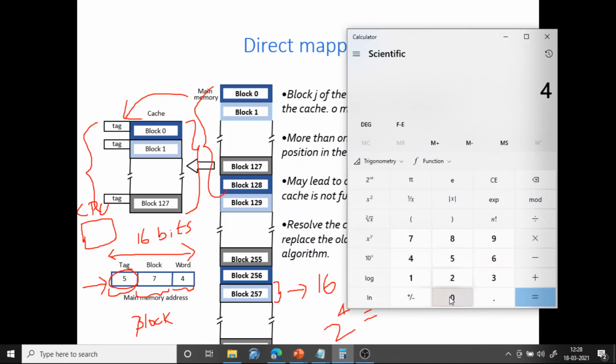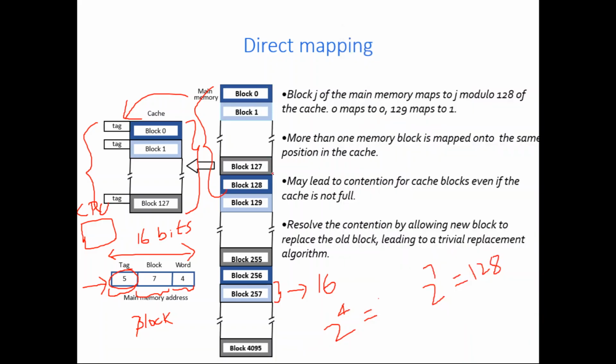Totally how many blocks are there in the main memory? 4096 blocks, and the cache can accommodate how many blocks at a given time? 128 blocks. Okay, so 4096 by 128 is how many? 32. That is, 32 combinations of 128 blocks can be available in the cache at a given time. That 32 combination can be anything. It can be the first 32 or middle 32 or last 32 or any random 32. For example, block 0, block 129, block 255, any combination of 32 can be available in the cache memory at a given time.